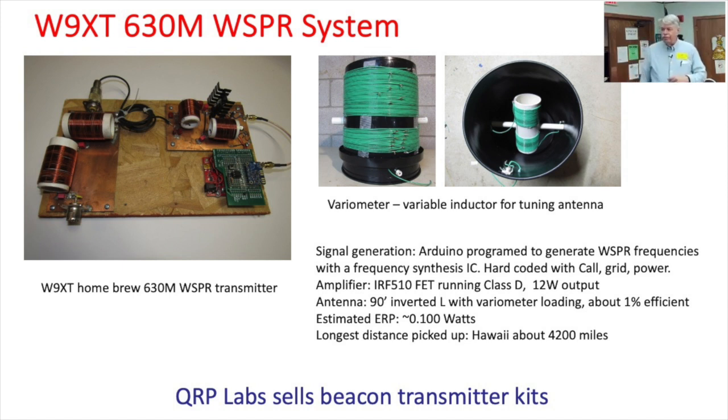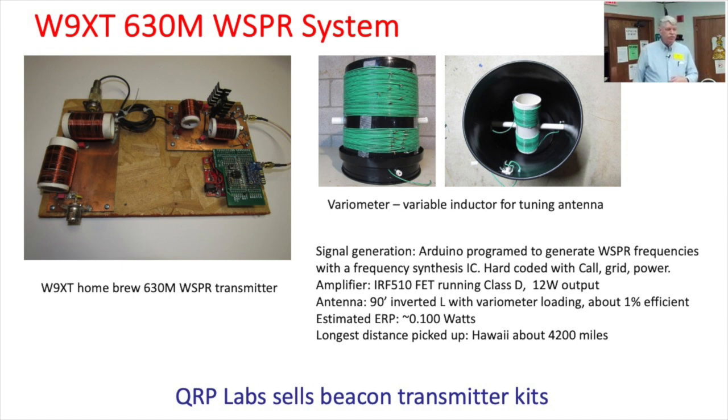Up right above that is the transmitter, which is a simple little FET. It's like a $1 FET switch. And it ran about class D, about 12 watts. And then on the far left hand side, you have the low pass filter to get rid of the harmonics.